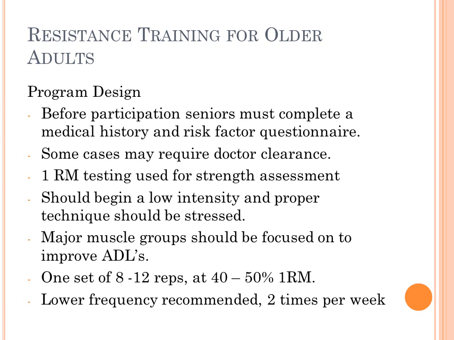Initially, you should start at one set of each exercise, of 8 to 12 reps, and it should be about 40 to 50% of the 1-rep max. So if your 1-rep max on a bench press was 100 pounds, then you would be lifting between 40 to 50 pounds, 8 to 12 times, for only one set.